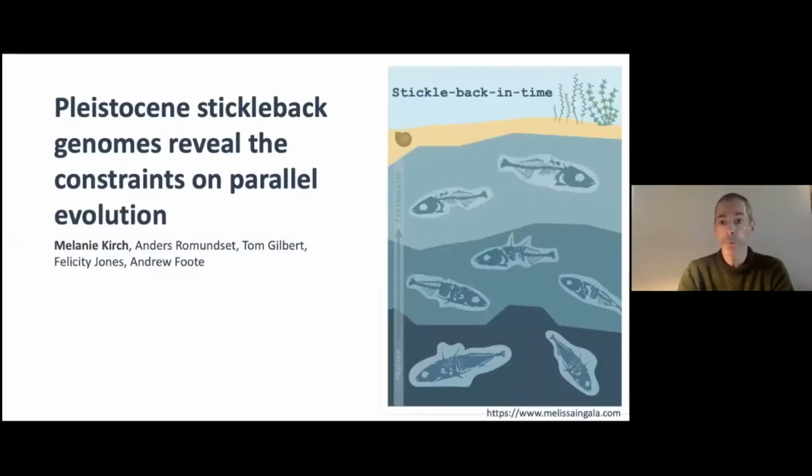So I'll start off with the first case study, which is looking at sticklebacks, free-spine sticklebacks.